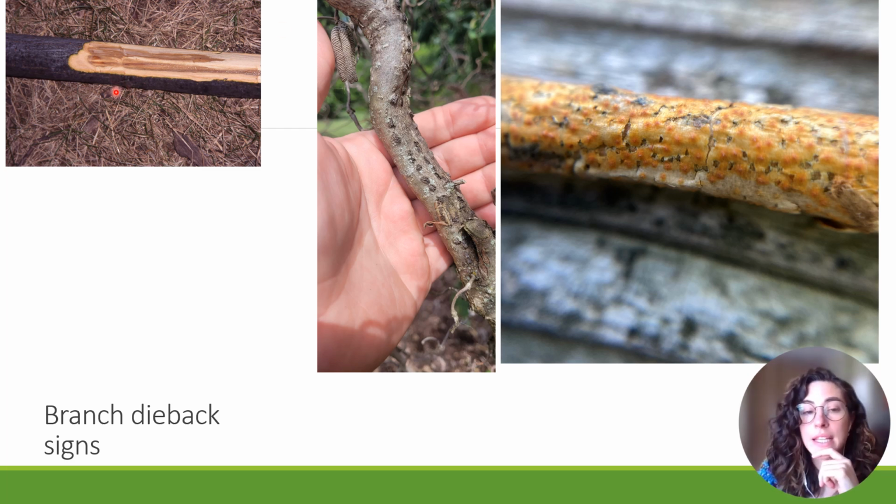And then vascular staining. Now this one's tricky because technically vascular staining or streaking is also a symptom, but I'm going to put it under signs because this is actually the fungus itself as well. And it's sort of a field way of finding a vascular wilt. So Dutch elm disease, oak wilt, verticillium, and laurel wilt should make vascular staining like this, and that's where the pathogen actually exists, clogging the vascular system and feeding on it. So technically it's a symptom, but it's also a sign.